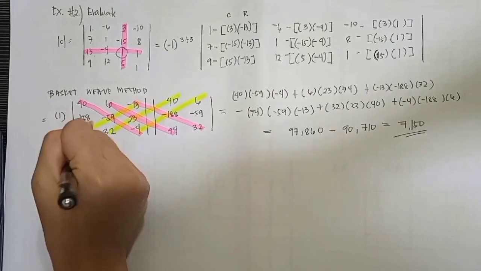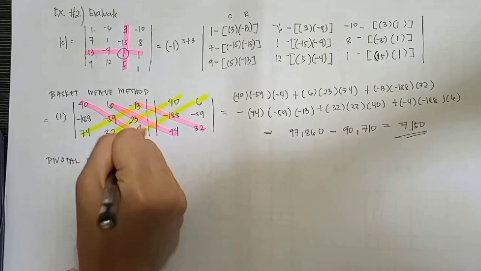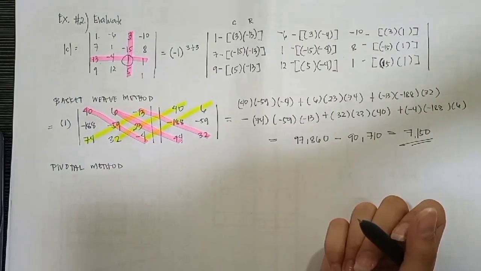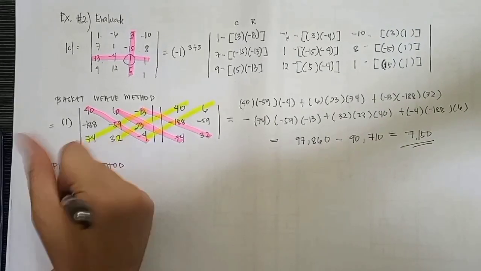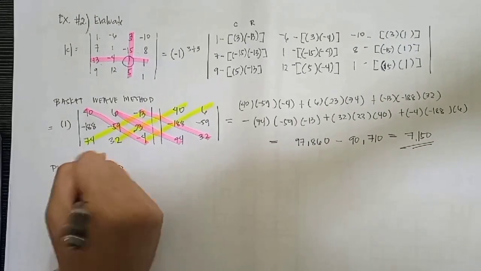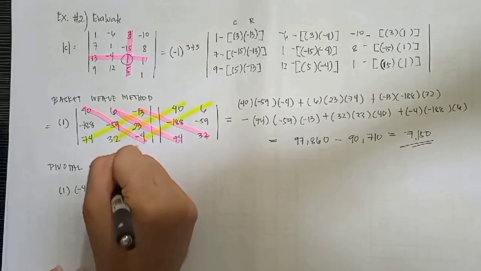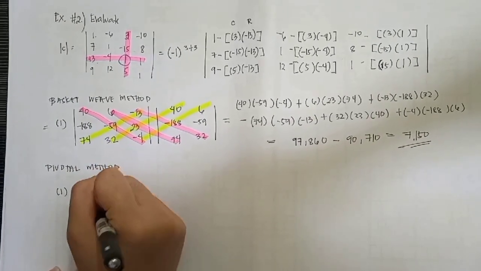For the second method, we will be using the pivotal method. So in this case, we don't have 1 as the pivotal element or point. I decided to factor out the elements in the third row by -4.